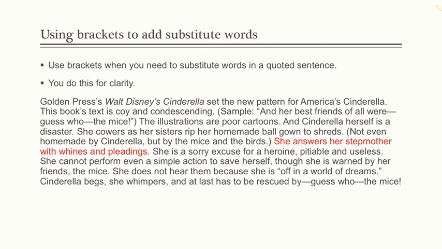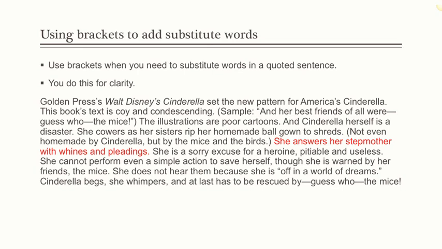Using brackets to add substitute words. You would use brackets when you need to substitute words in a quoted sentence. You do this for clarity, okay? So, for example, Golden Press's Walt Disney's Cinderella set the new pattern for America's Cinderella. This book's text is coy and condescending. Sample: and her best friends of all were, guess who? The mice. The illustrations are poor cartoons, and Cinderella herself is a disaster.